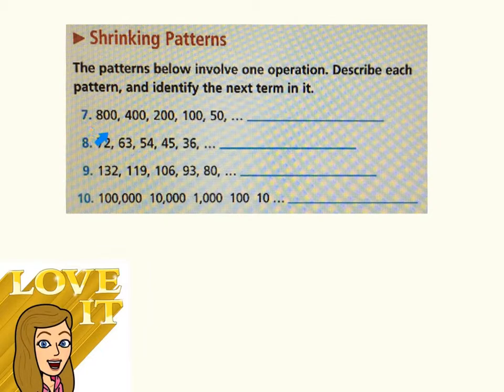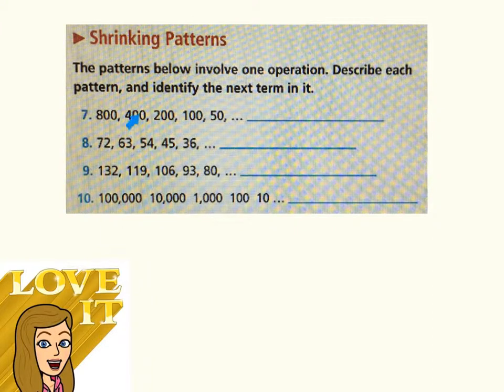So in this one, we have 800 to 400 to 200 to 100 to 50. Now, right away, I noticed that subtraction wouldn't work. Because if I'm trying to get from 800 to 400, I'd have to subtract 400. But minus 400 wouldn't work here because that's too much. So it must be division.